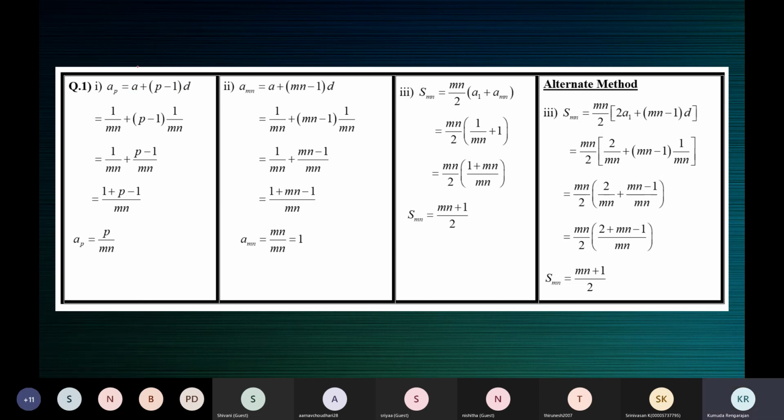So substitute the values. We know that the pth term is given by a plus p minus 1 into d. a is 1 by mn. d is also 1 by mn. So 1 by mn plus p minus 1 by mn. You understand that? p minus 1 into 1. See, if you have 5 into 1 by 4, 5 into 1, 5, 5 by 4. Similarly, p minus 1 into 1 is p minus 1 by mn.